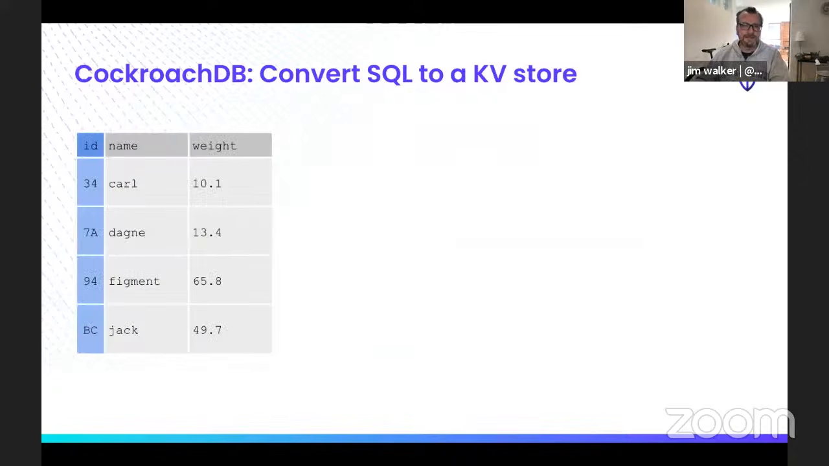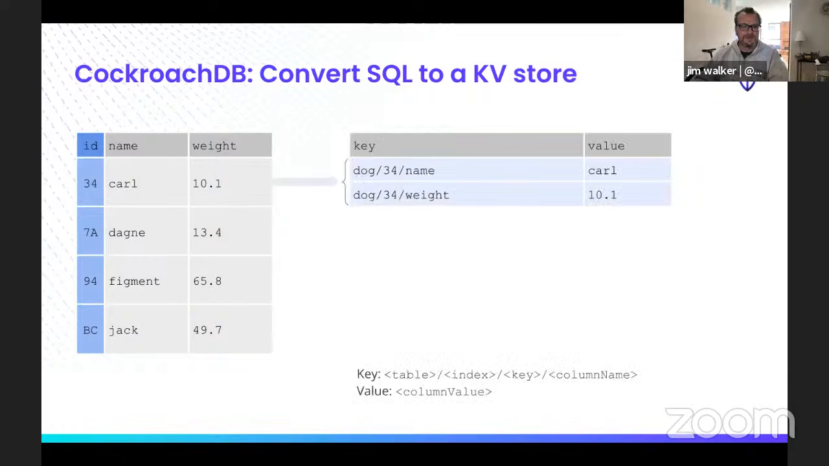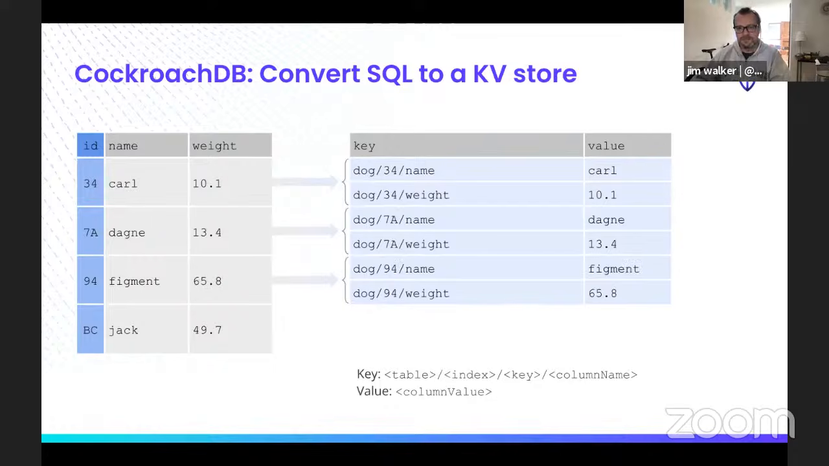Okay, so when we write these things to disk, we're actually going to convert it to KV and then write it over. So the first record is going to be KV. Now, the key is encoded into a special format, so we can sort through these very efficiently. But this is a high-level understanding of this, right? And so here we have the table, the index, and the column name. And what we're going to do is write dog 34 name. The value is Carl. Weight 10.1. Downy 13.4. Figment 65.8. And then Jack 49.7.